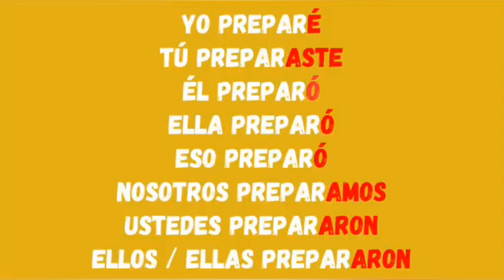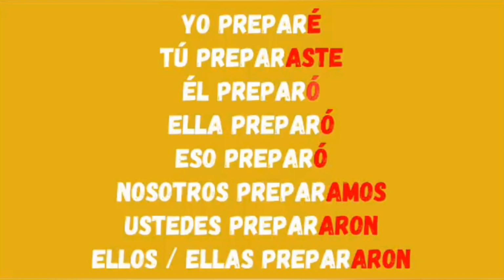See, the root word is prepar. It's the word in white. And then the ending is according to the personal pronoun you have. If you have the personal pronoun I, yo, then the ending is the letter E with an accent. Yo preparé. Now, if you want to say you prepared in Spanish, you have to say tú preparaste.